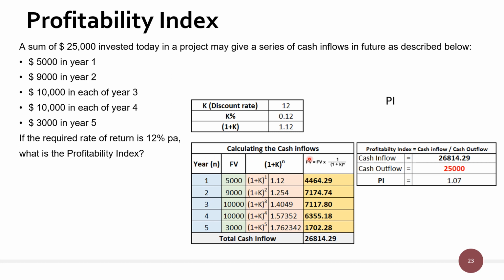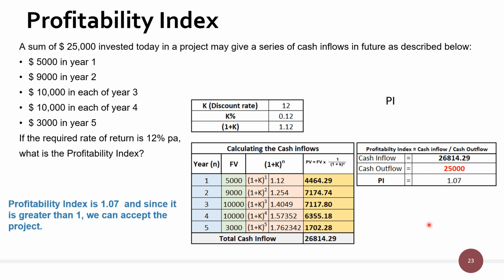Now we consider the 12% discount rate. The same procedure is followed, but the formula varies. For NPV, we calculate cash inflow minus cash outflow. Here it is cash inflow divided by cash outflow. It is the ratio per dollar we spent. So we calculate like this. It is greater than 1, so we can accept the project. The value comes to 1.07, so we can accept the project.